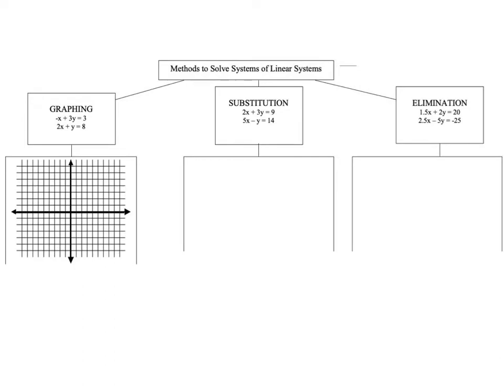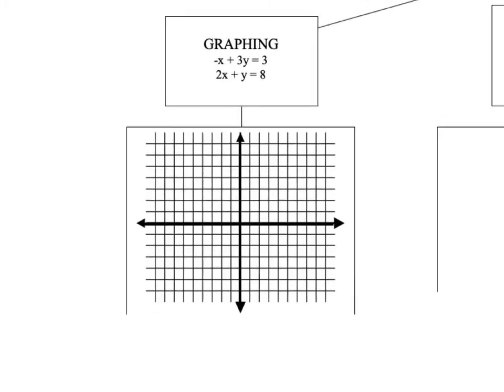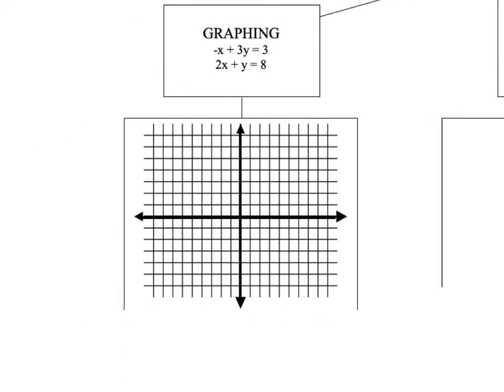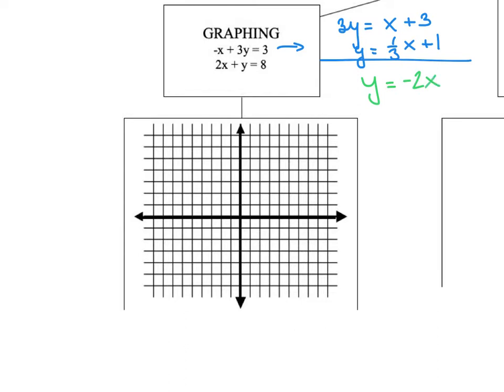So when you graph, you can find your x and y intercepts, but typically learners prefer to change both to slope-intercept form. So I'm going to solve each of these for y. The first one would be 3y equals x plus 3 if I add x to both sides, and then if I divide by 3, that's going to give me a slope of 1/3 x plus 1. The second one would be y equals negative 2x plus 8.